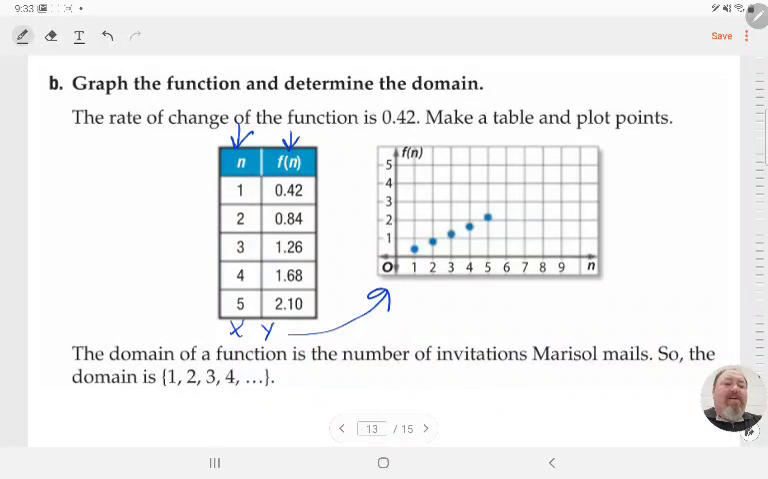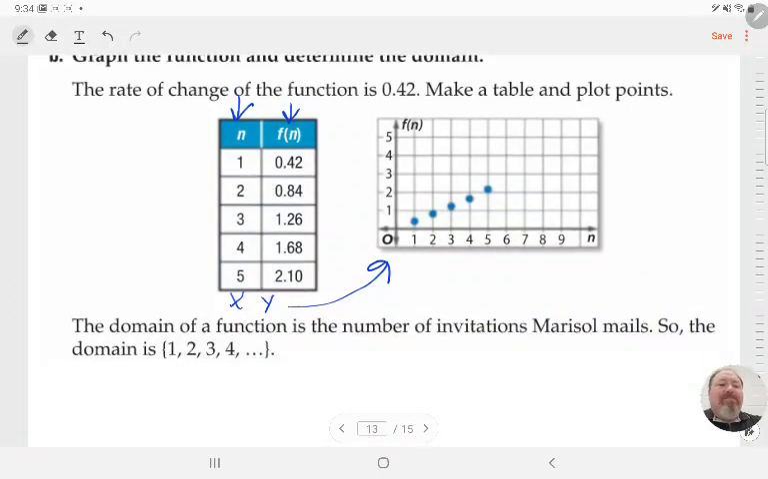So the domain of the function is the number of invitations Marisol mails. So however many invitations she mails, that would be my domain. And so that would be 1, 2, 3, 4, and so on, or an ellipsis, okay?